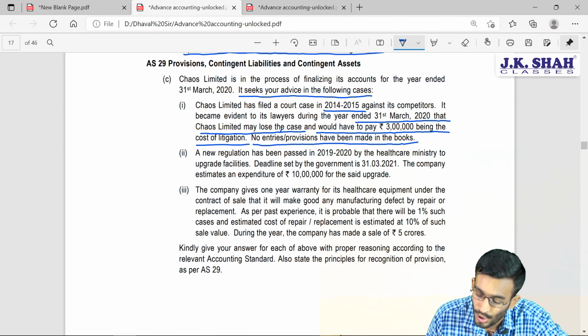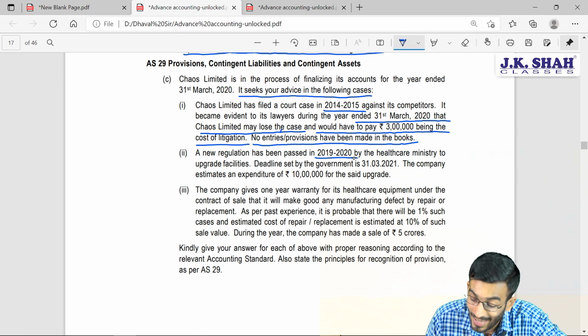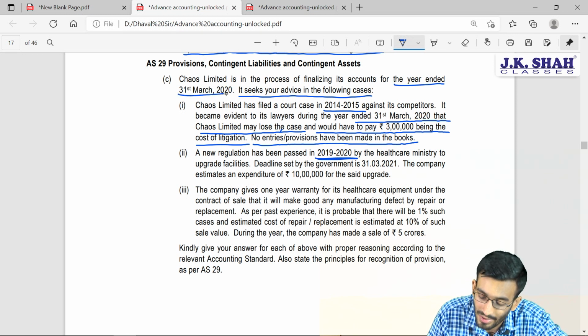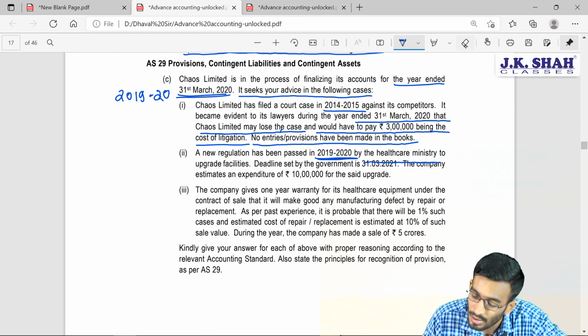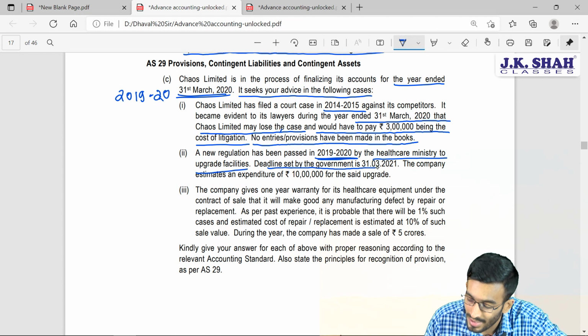Second, a new regulation has been passed in 1920. We are at the year end 31st March 2020, that is nothing but 2019-20. Now, a new regulation has been passed in 1920 by the healthcare minister to upgrade facilities. The deadline set by the government is 31st March 2021. The company estimates an expenditure of 10 lakhs for the said upgrade.